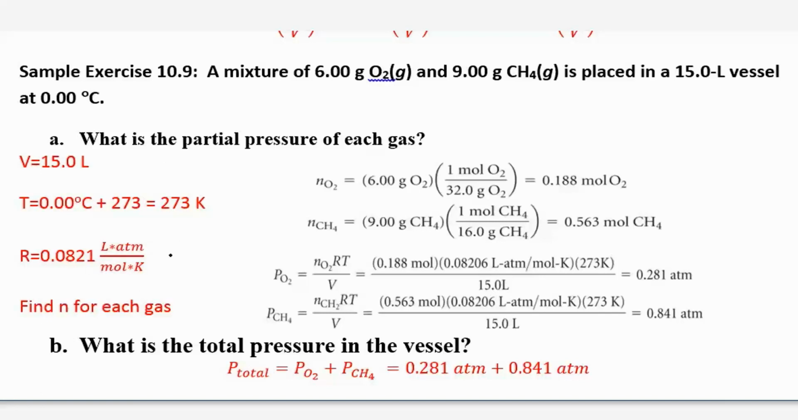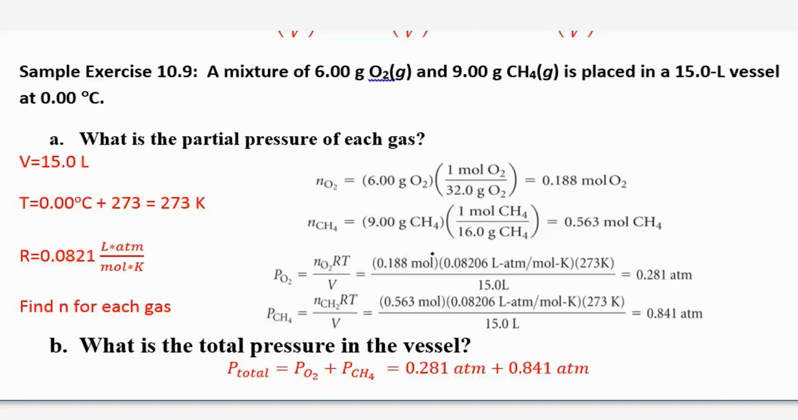So PV equals nRT. If we're looking for P, then we have to know N somehow. They give us grams, so we're going to convert to moles by using the molar mass. With grams on the bottom and moles on top, we have 0.188 moles of oxygen. And converting grams of methane to moles using the molar mass of methane, you get 0.563 moles of methane.